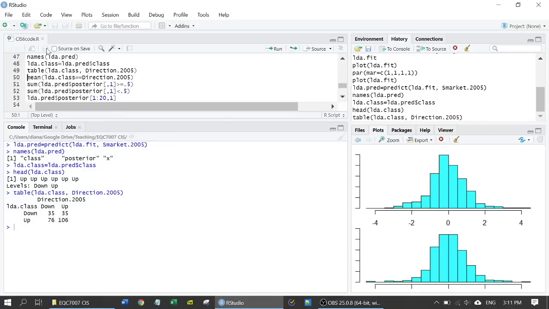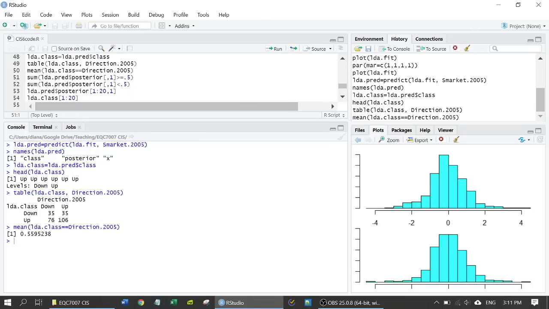So next we're just going to run the mean, and this is the mean of whether the LDA.class is equal to the value in Direction.2005. So this is actually 35 plus 106 divided by the whole number of observations. So you get 0.559. So you can say that 56% of the time this LDA classifier can correctly predict. If the market is up, it can predict the market is up, and vice versa.